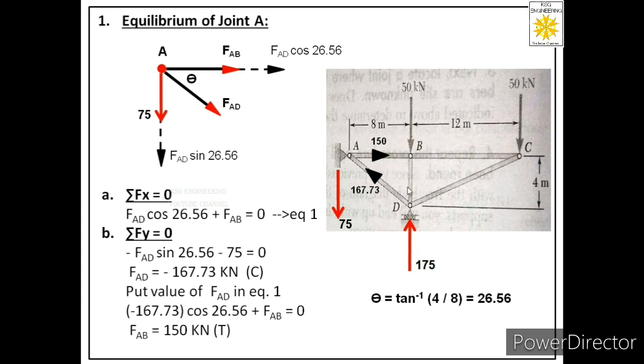Similarly, at joint D, we have only two unknown members. This member is known to us now. So at joint D, maximum unknowns are 2.